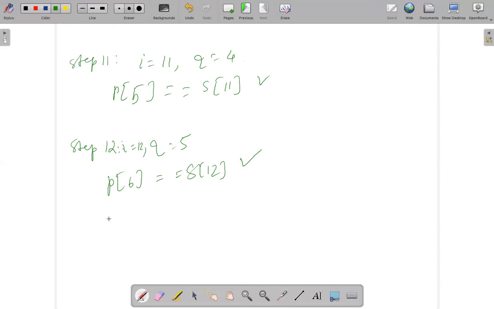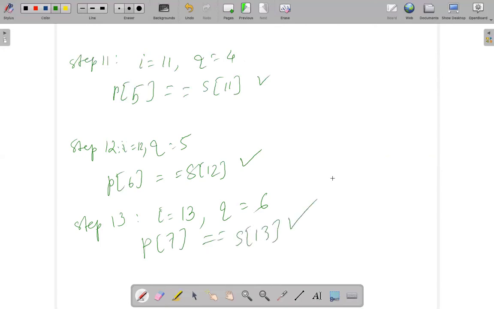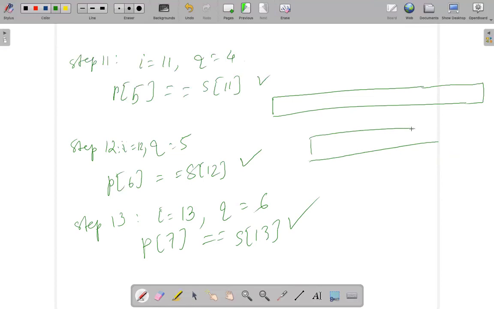And then you finally have step 13, where I is equal to 13 and Q is equal to 6, and you compare P7 with S13, which is a match. So at this point, the status of the 2 strings is such that the pattern is completely found in the string.